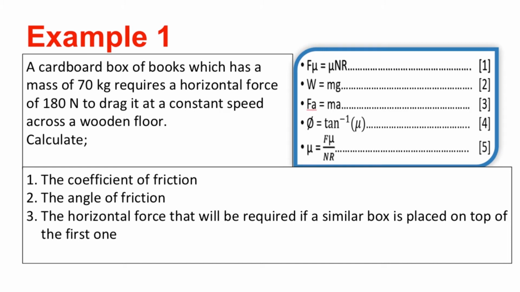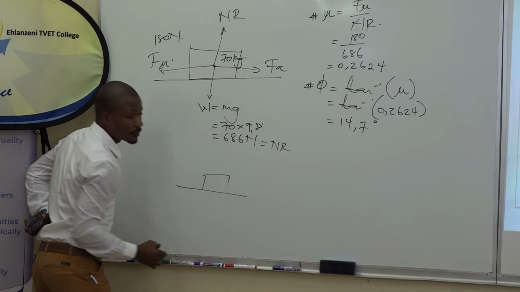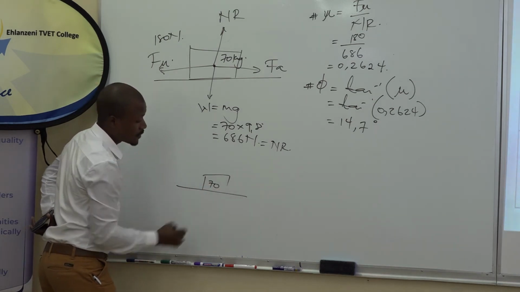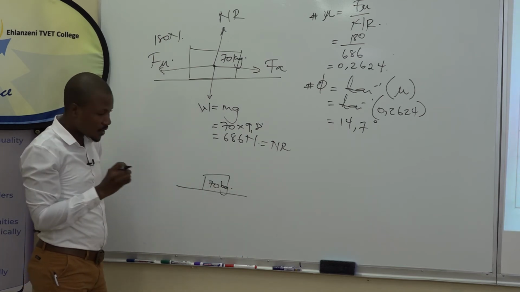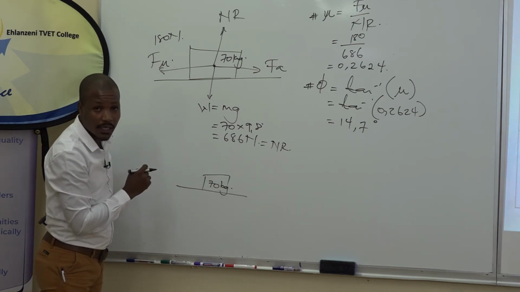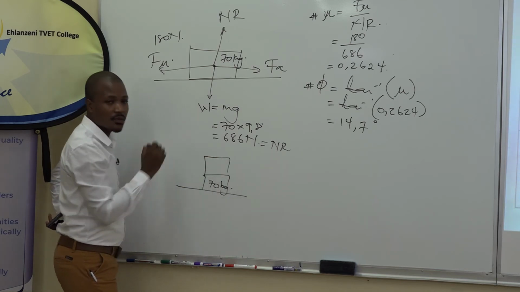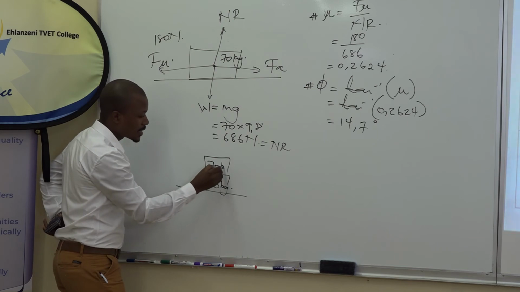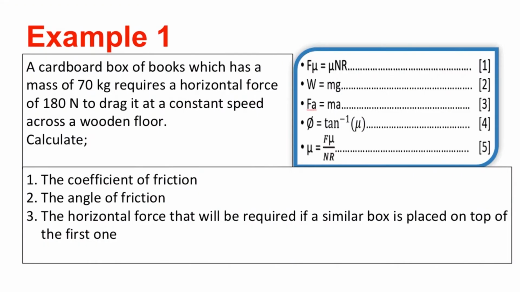What does this mean? It means that originally we had one box which has what? A weight, or a mass, of 70 kg. They say a similar box is placed on top of this one. This means that another box similar to this one, meaning it has the same mass, is placed on top of that particular box. Now they want you to calculate the horizontal force which is required.